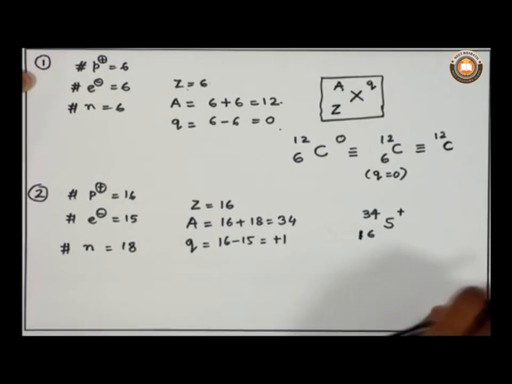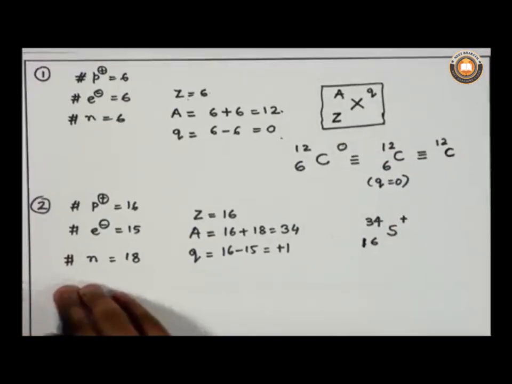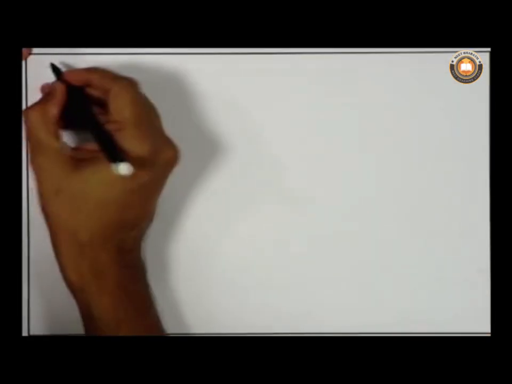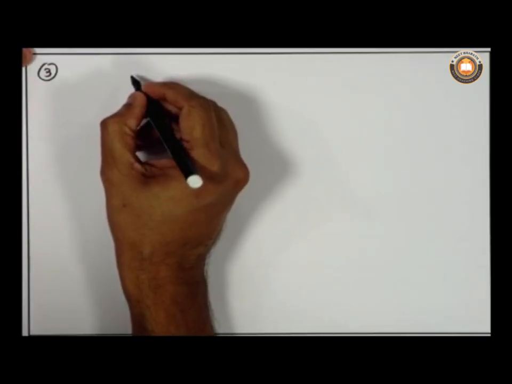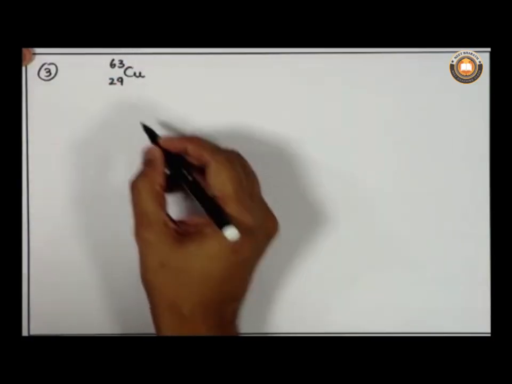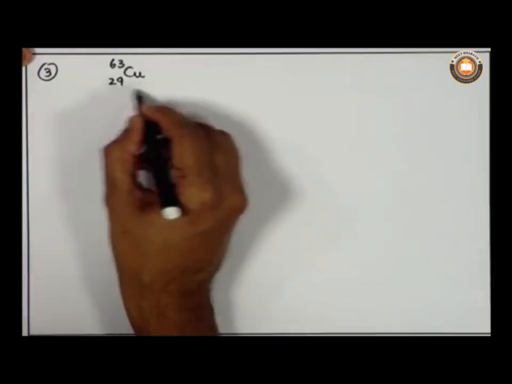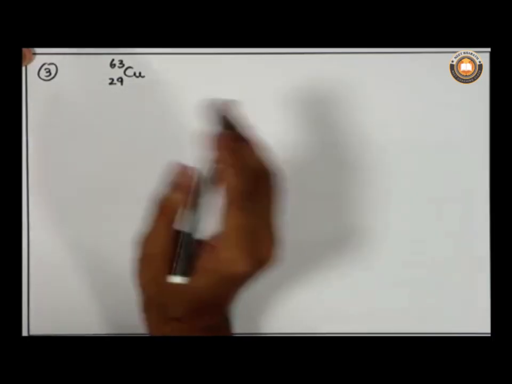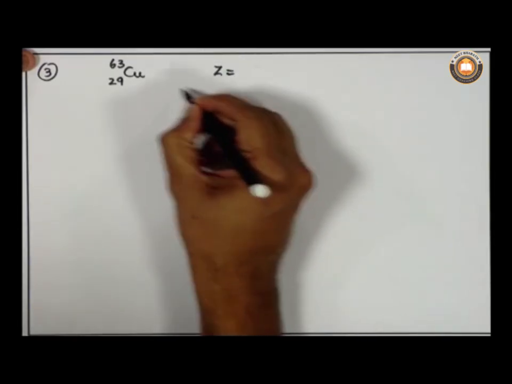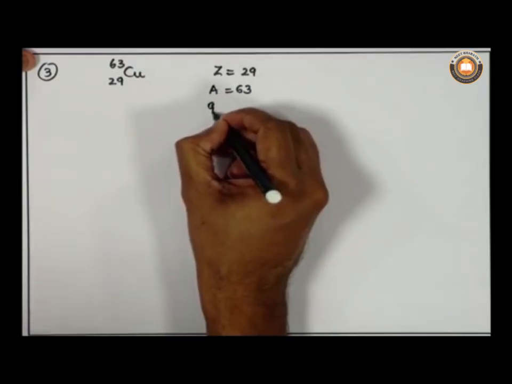We will take 2 more examples and try to understand what more information we can get. Let us take another example. Let us say we have this information Cu 29 63. So, this is copper atom whose atomic number is 29, whose mass number is 63, and we have to find out the number of electrons, protons, neutrons, the charges on this. So, of course, the charge is given as 0. So, what I know? I know Z is 29, A is 63, Q is 0.